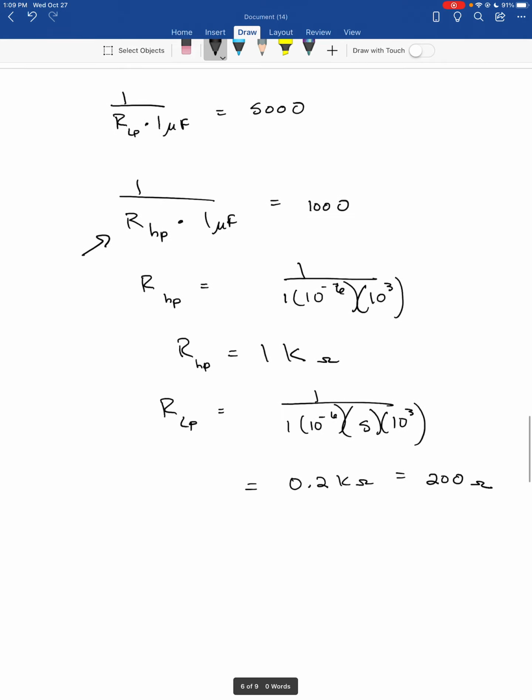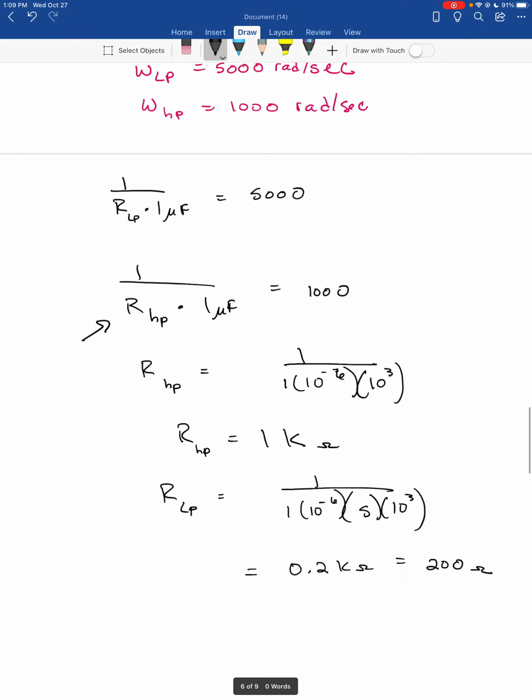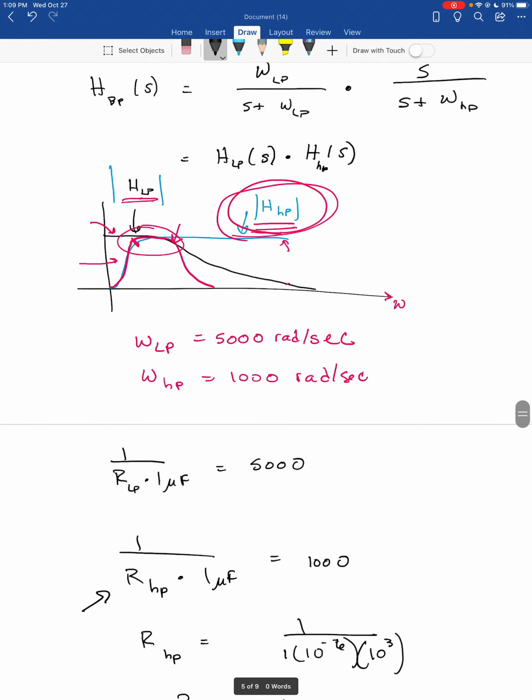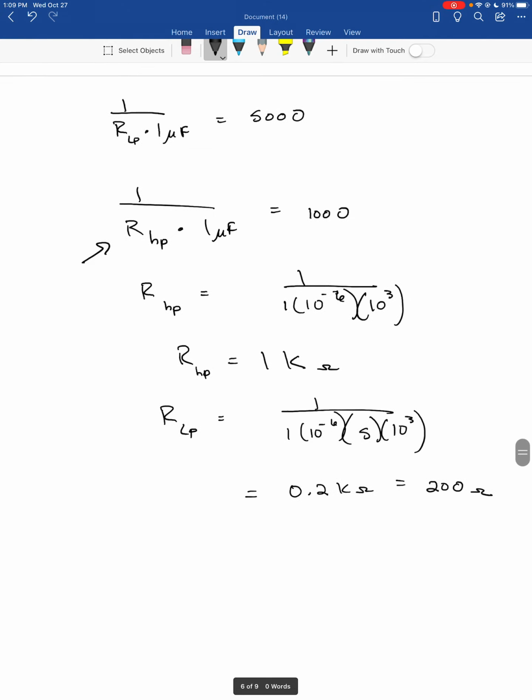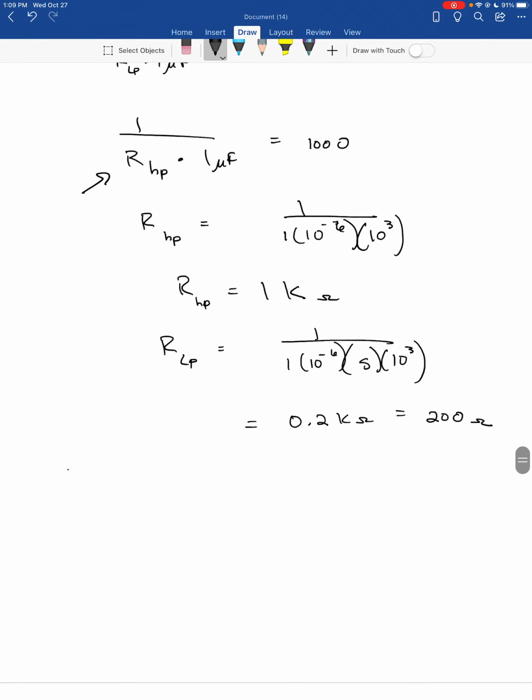So now your transfer function looks like the product of these, and you know your omega low pass is 5,000.